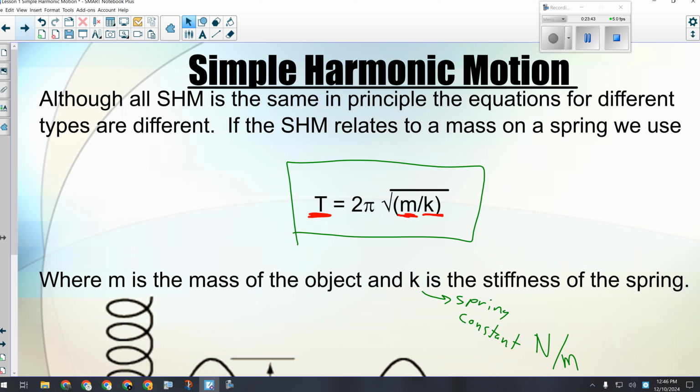If I want to solve for anything other than period with that formula, what am I going to have to do with everything in that formula? Square it. Yeah, I'll have to get rid of the root. So I'd have to square everything if I wanted to solve for m or k. Everybody all right with that formula? And you'll never set that equal to anything else. That formula is to calculate the period of a mass on a spring.